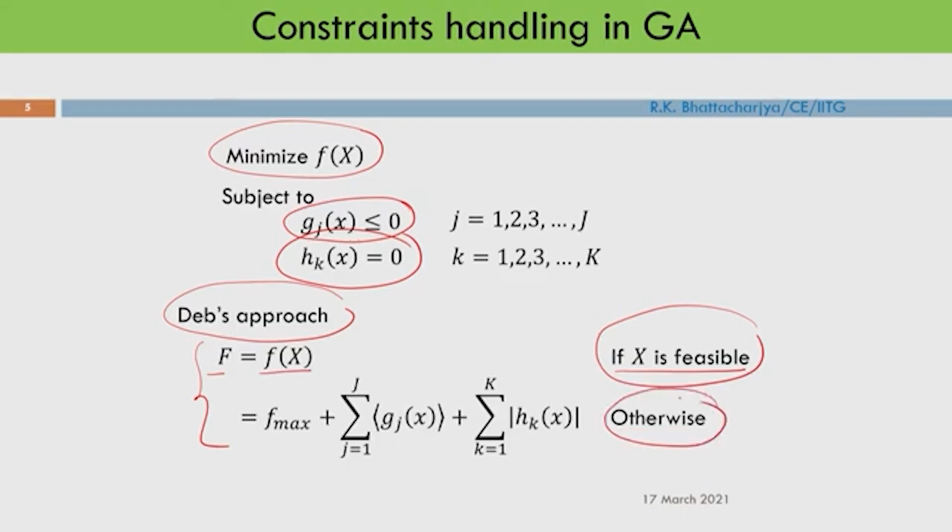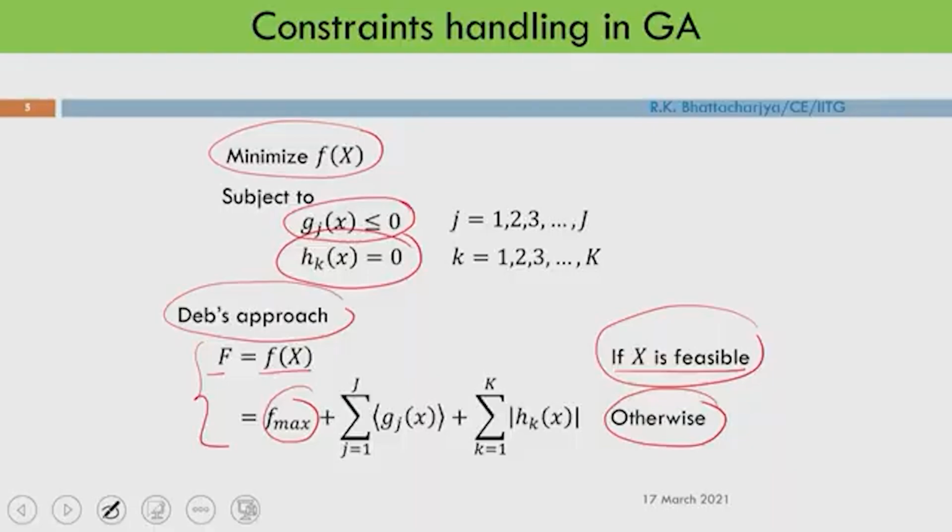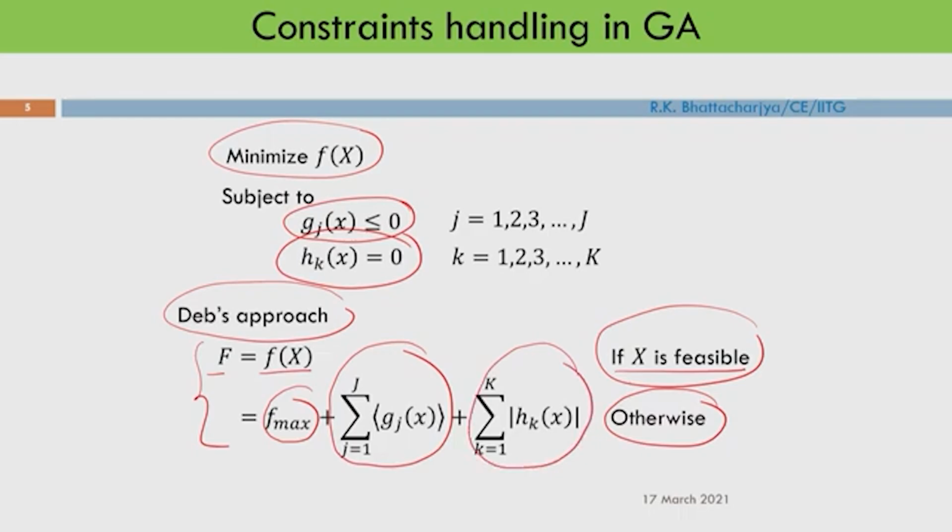But if it is in the infeasible region, otherwise, you are calculating f_max. So, what is f_max? f_max is the maximum function value of the feasible solutions. You have a set of feasible solutions and f_max is the maximum function value of that particular set, and then you are adding the violation. This is the violation of the inequality type constraint and this is the violation of the equality type constraints, and this way I can implement constraints in the case of genetic algorithm.